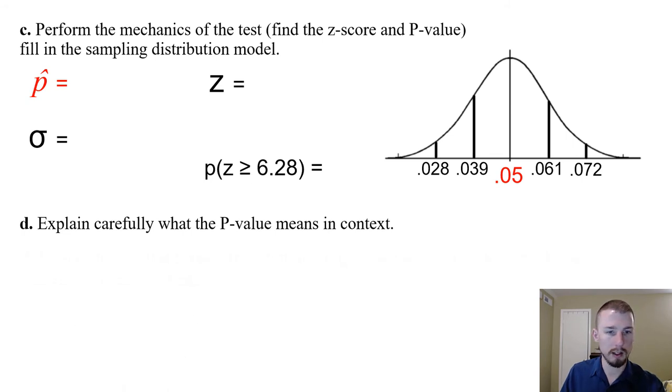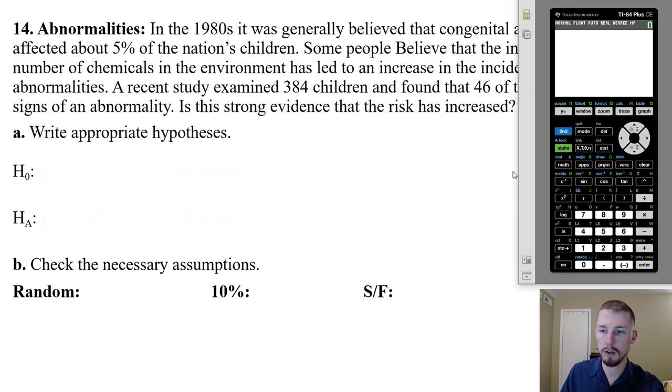I need to go back so that I can see the things here. All right, so we're going to go to stat and then arrow over to test. We're going to do a one proportion z-test. It's a z-test because it's based on z-scores because it's from a normal model. Now our hypothesized proportion is going to be 0.05. The number that we found was 46 out of 384.